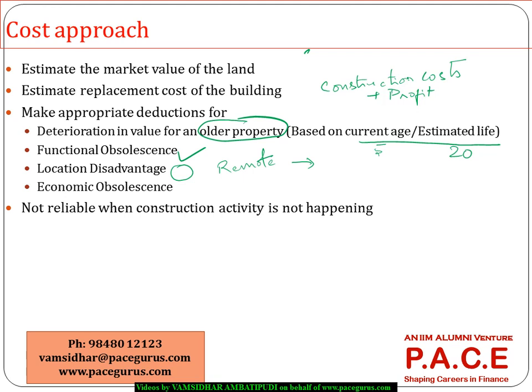So any other kind of disadvantages that are associated with the current building all have to be deducted to compute the value of the property using the cost based approach. For that, it's always necessary that some kind of construction activity is going on in that location. If the construction activity is halted, this cost based approach is probably not of much use, because the data you are using is not up to date. So that aspect also needs to be adequately considered when we are using this kind of approach.